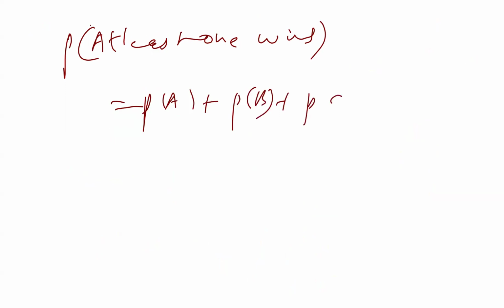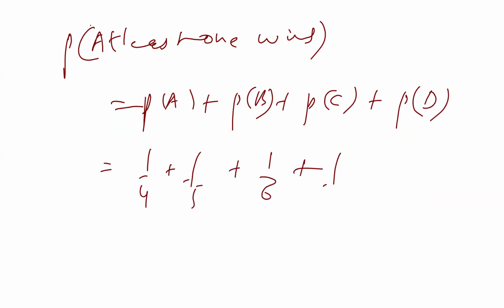At least one wins. So A will win, or B will win, or C will win, or D will win. So that is 1 by 4 plus 1 by 5 plus 1 by 6 plus 1 by 7. I'm not taking the addition theorem of 4 different sets because that is a very big equation. At least one indicates union, and these are all mutually exclusive events, so no need to confuse ourselves by taking a bigger equation.